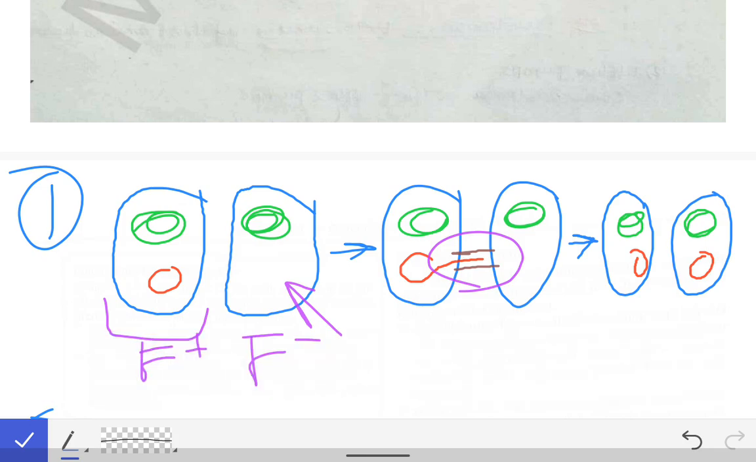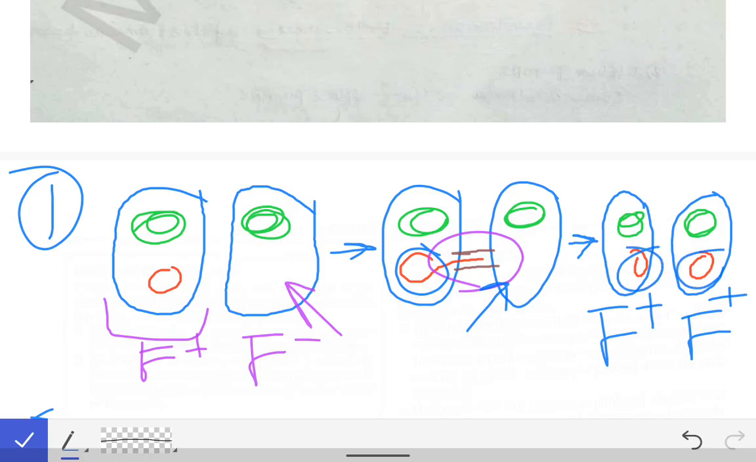This conjugation tube is formed between these F plus and F minus cells, and the F factor, which was already present in the F plus cell, is replicating and sending one copy to the F minus cell. As a result, finally both the cells become F plus. This one has an F plasmid, and this one also has an F plasmid. That means both of them become F plus bacterium, because both are getting F plasmids. That's why they are called F plus cells.